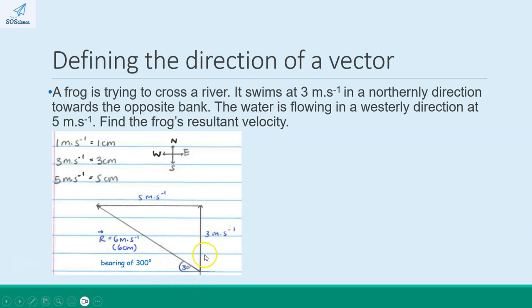So in this case, it would be 90, 180, 270 plus 30. So that gives me a bearing of 300 degrees. Alternatively, if I'd measured this angle over here, which would have been 60 degrees, I could have said my resultant is going to be 360 minus 60, which is still obviously a bearing of 300 degrees.